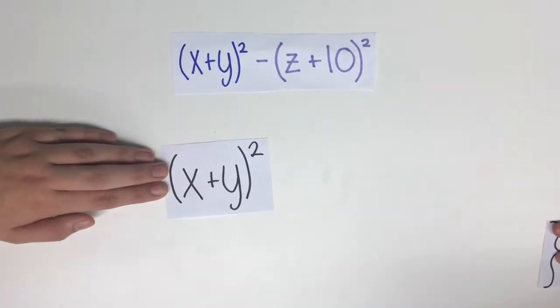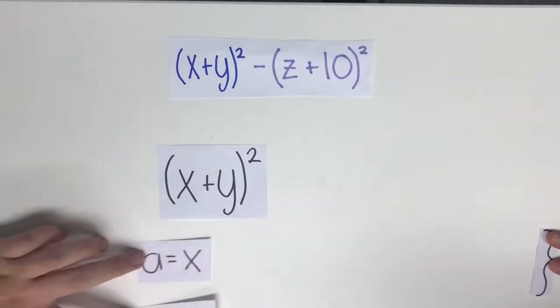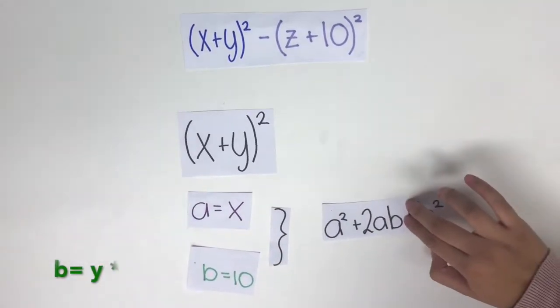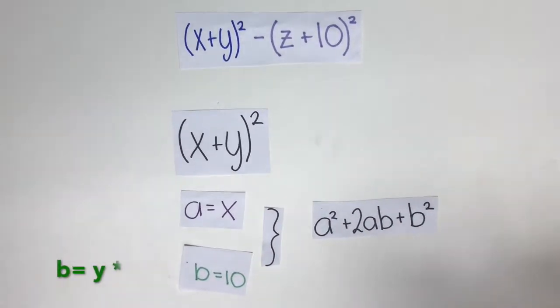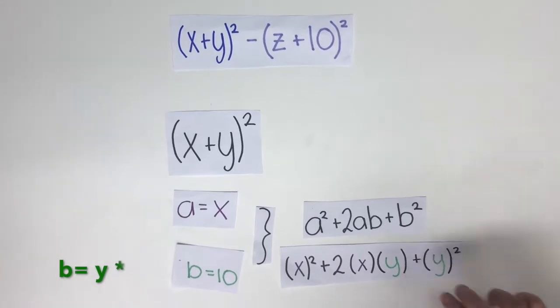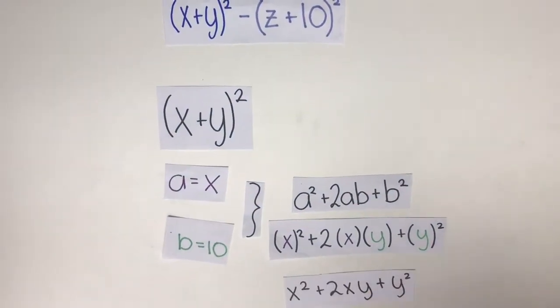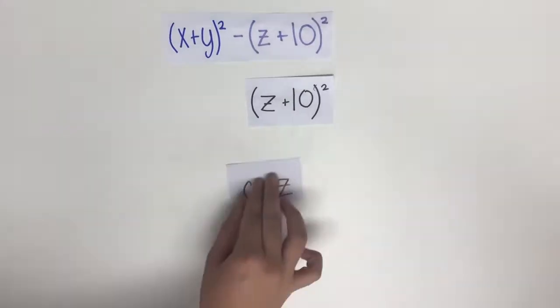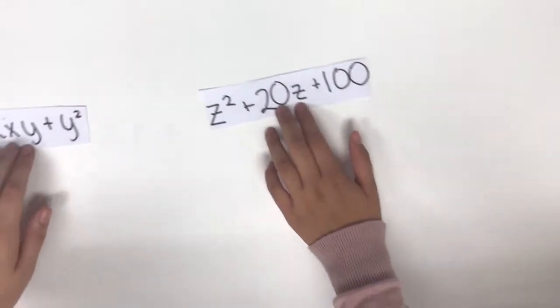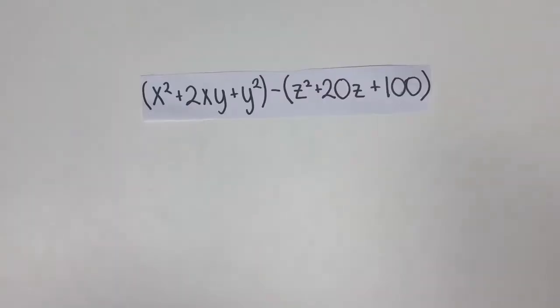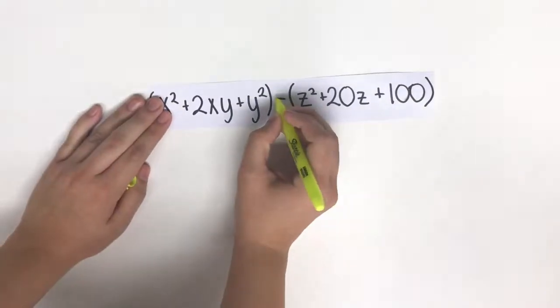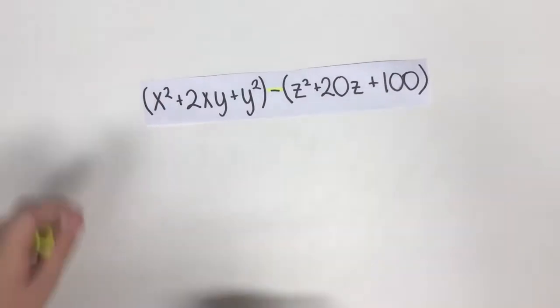Now that we know this, let's start with the first term. We assign values to a and b: a equals x and b equals y. Then you apply the formula of the perfect square trinomial: x² + 2xy + y². Now that you have the two answers, you put them together. Don't forget there was a negative sign at the beginning. The sign changes everything inside the parentheses.